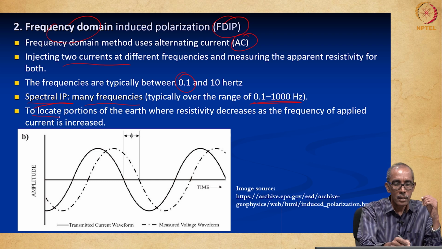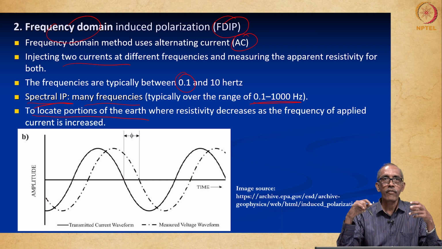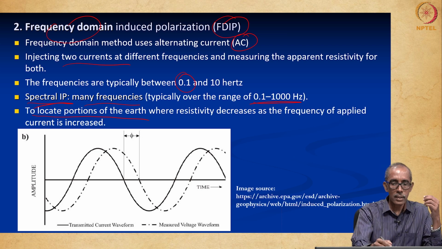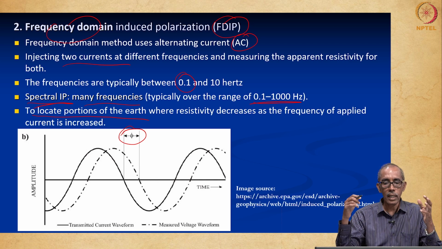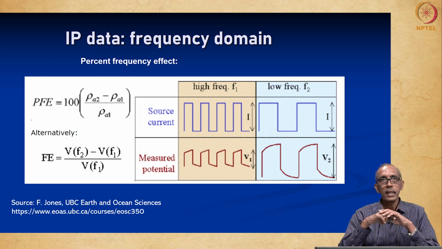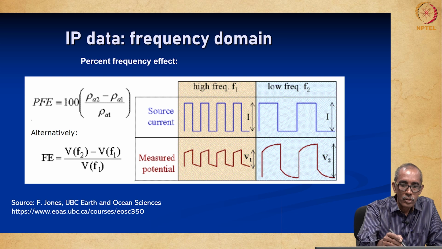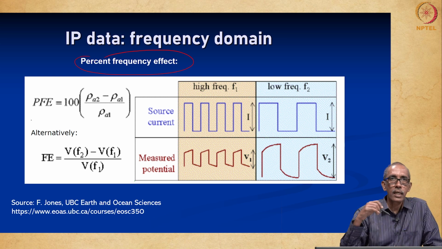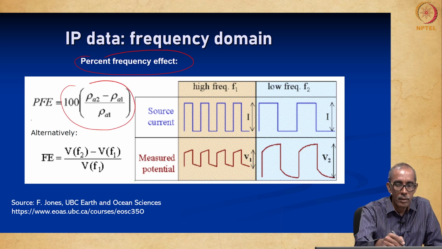Mainly this is used to locate portions of the earth where the resistivity decreases as the frequency of the applied current is increased. Here the usual unit of measurement is this, right. That means we try to understand the phase difference between the applied and the measured signal, which is explained further in this slide. So, here we are trying to understand what is known as percent frequency effect, PFE, which is given by this equation.